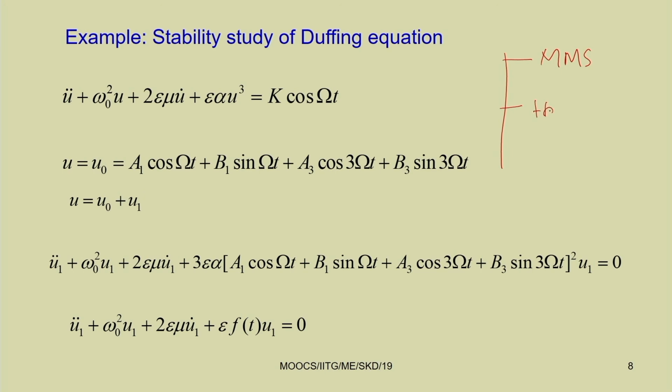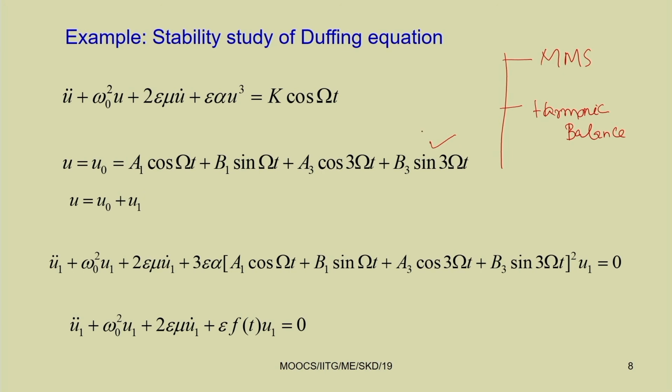If we are going to use the harmonic balance method, in this case we assume the solution u equal to u0 equal to a1 cos omega t plus b1 sin omega t plus a3 cos 3 omega t plus b3 sin 3 omega t.